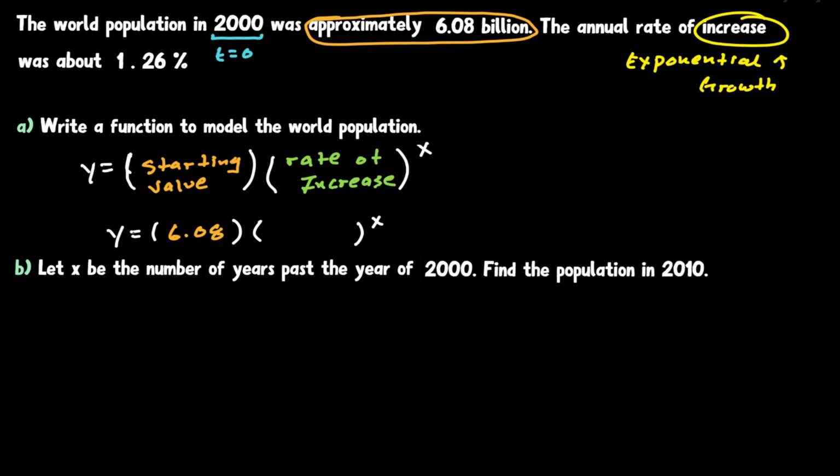All we need to do now is figure out what rate we were increasing by. And we have that information here. The annual rate of increase was about 1.26%. But we are not going to plug in 1.26 in here. That is wrong. The first thing that we have to do is convert the percentage into decimals, because notice that this information is given to us as a percentage. One way to do that is to get the percentage and divide it by 100.